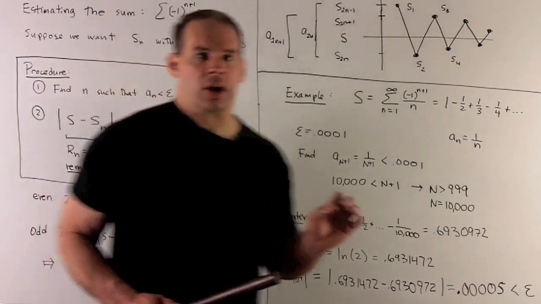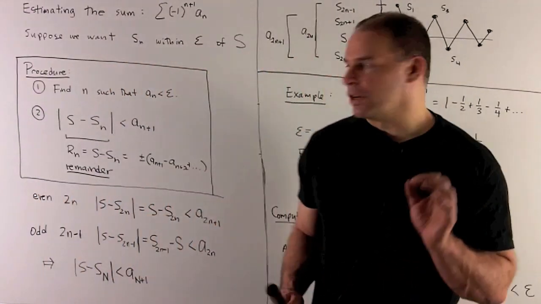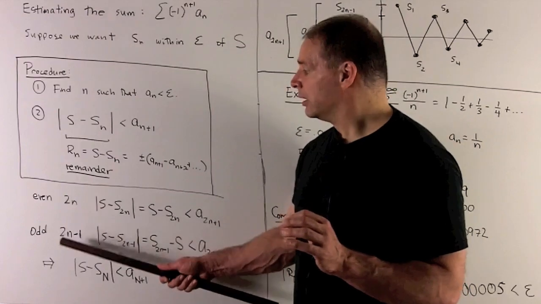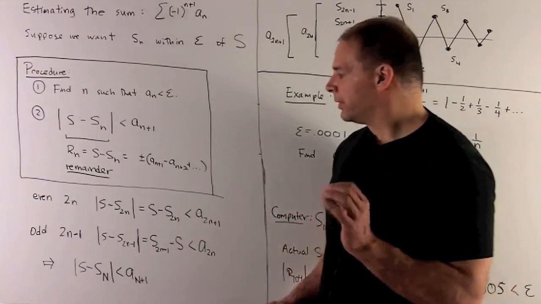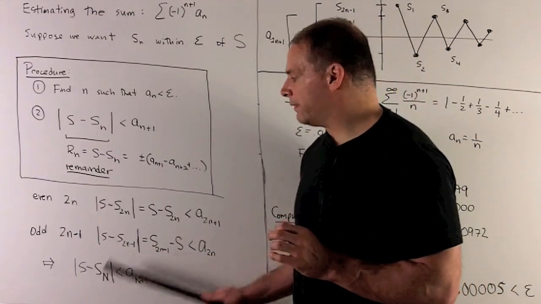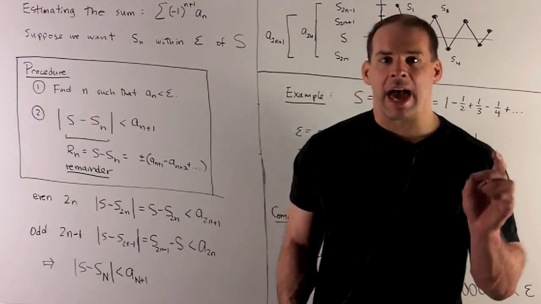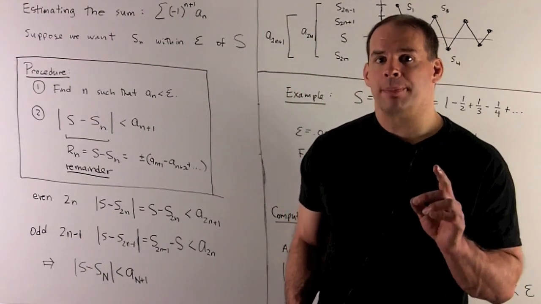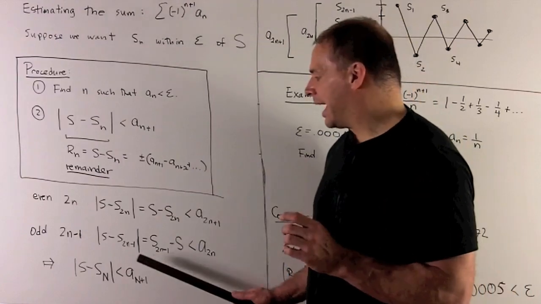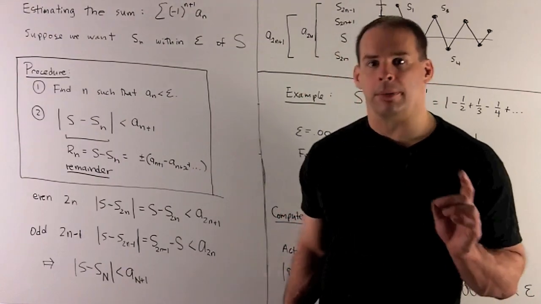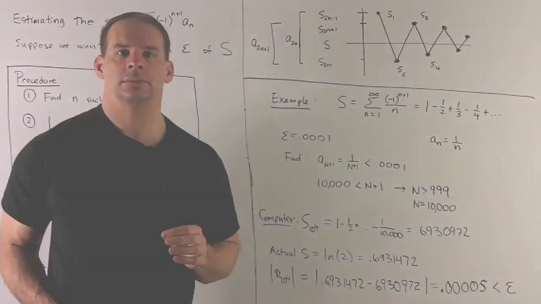So if we put that all together, we'll get rid of the reference to odd or even. What we'll have is that our remainder, in absolute value, so it's our actual sum minus our capital N partial sum, is going to be less than a sub capital N plus 1.